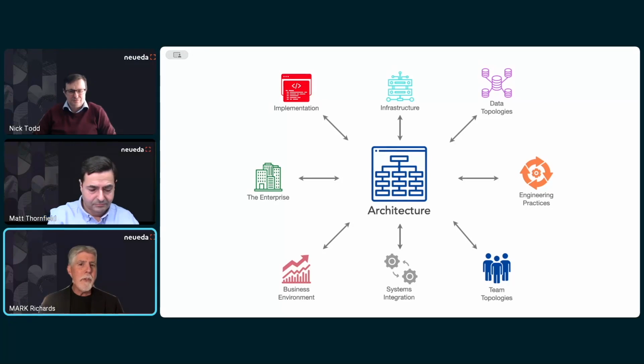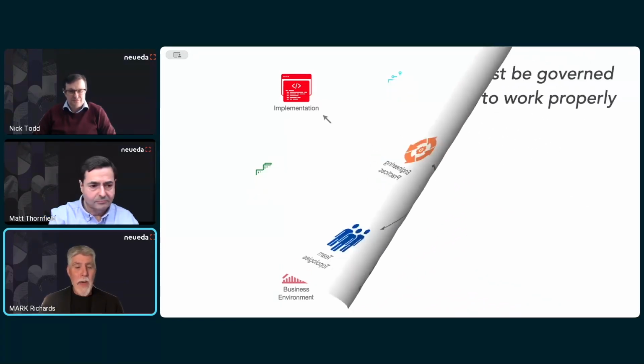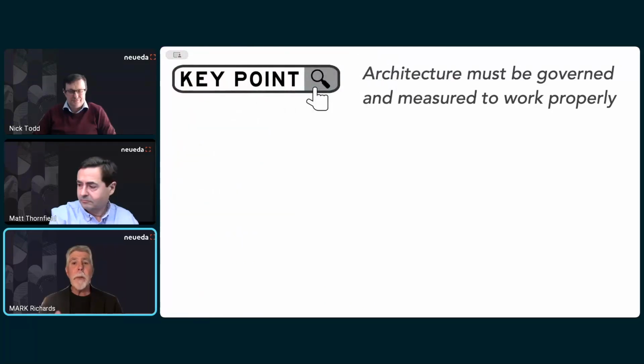Which brings me to my third and final key point here. And that is architecture must also be governed and measured in order to work properly. I just mentioned alignment with all 8 of these factors within our business and technology environment.